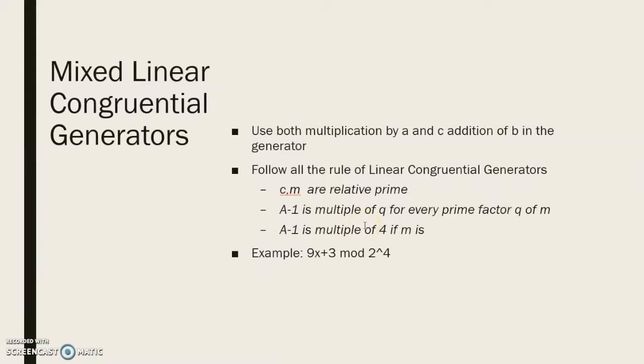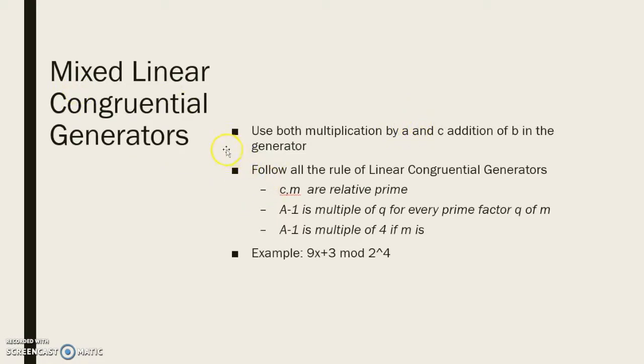Hi, I'm Ming Chen, and I will talk about the mixed linear congruential generators. The mixed linear congruential generator is another version of the linear congruential generator. We call it mixed because it uses both the multiplication by A and the addition of C. When C is bigger than 0, that's when we call it a mixed linear congruential generator.